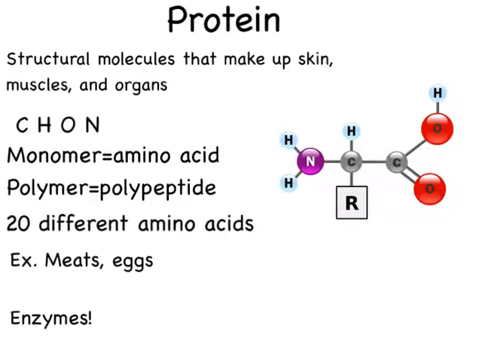All right, let's talk a little bit about protein. Protein is very important because these are the actual structural molecules that make up who we are by making up our skin, muscles, and organs. All right, they contain carbon, hydrogen, oxygen, and now we add an extra element, nitrogen. All right, so we have CHO, and now we have CHON.